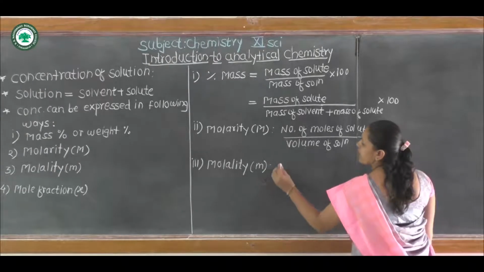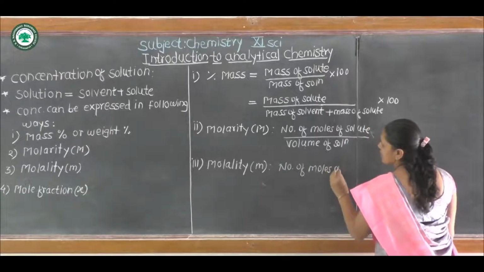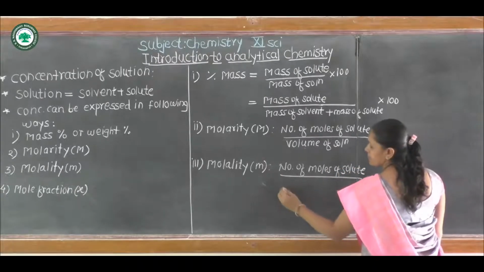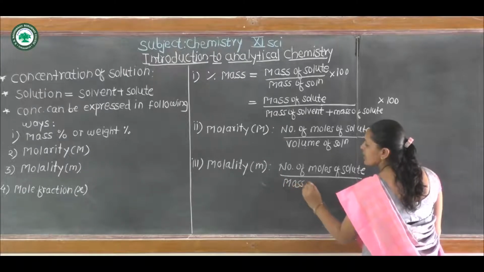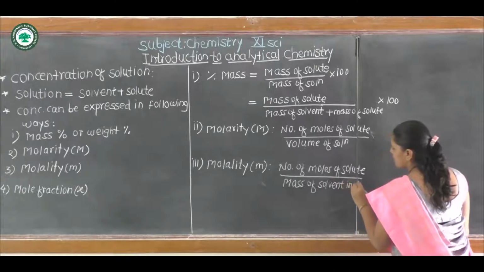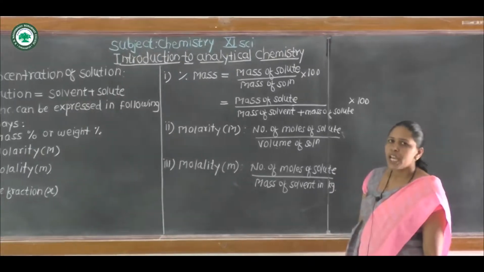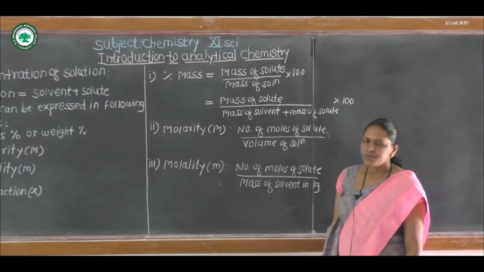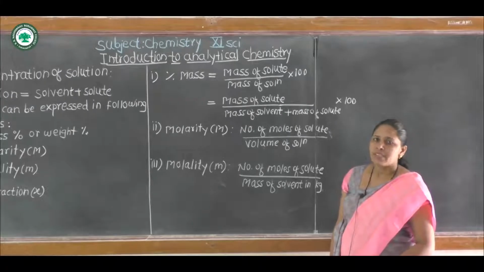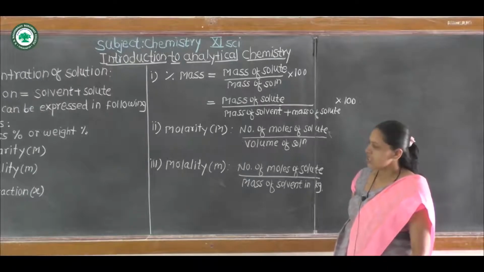How to calculate molality? Number of moles of solute divided by mass of solvent in kilogram. By this formula we can calculate molality. In molality, volume is not involved, therefore molality is temperature independent, therefore it is the most convenient way of expressing solution.